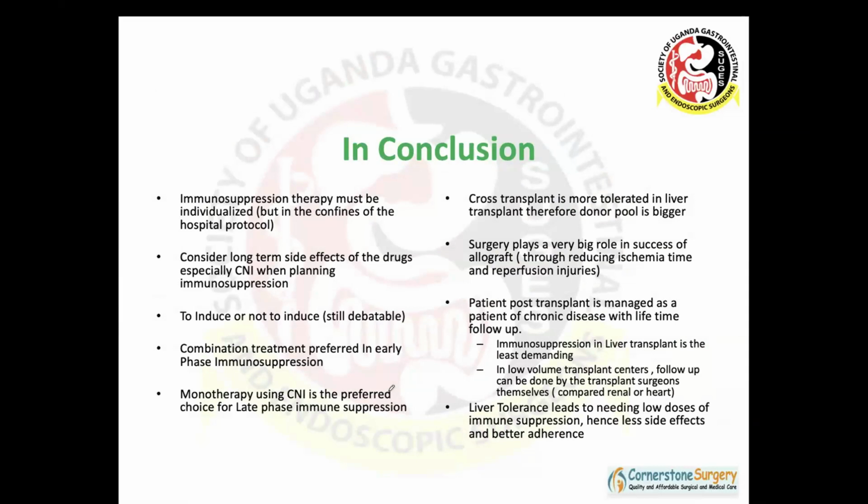So in conclusion, immunosuppression therapy must be individualized. Every patient is individualized, but in the confines of the transplant protocol. Each hospital has its own transplant protocol. You individualize, but you don't go outside. You individualize according to the protocols which you have already agreed upon. Two, consider long-term side effects of drugs, especially calcineurin inhibitors and steroids, when you're planning the immunosuppression. You have to consider the long-term side effects in your plan.